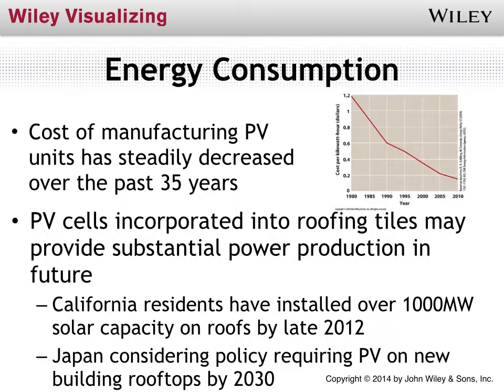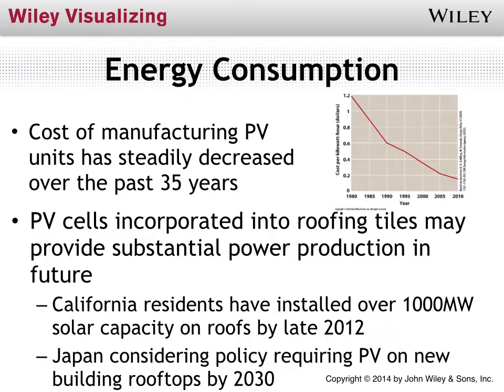California, when Arnold Schwarzenegger was governor, had tried to get an initiative going that a certain percentage of new homes being built would have to have photovoltaic technology incorporated in them, and then that kind of just went away. People are doing it on their own, but had it become a law or a requirement, that certainly would have continued to increase. Japan is actually considering a similar policy, basically requiring photovoltaics on all new building rooftops by 2030.